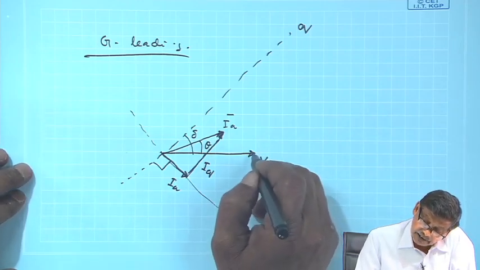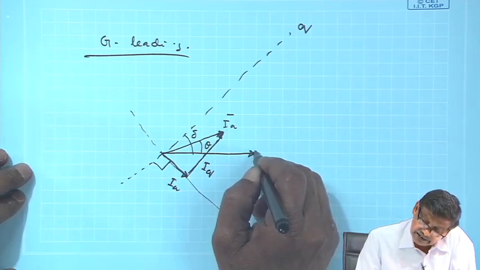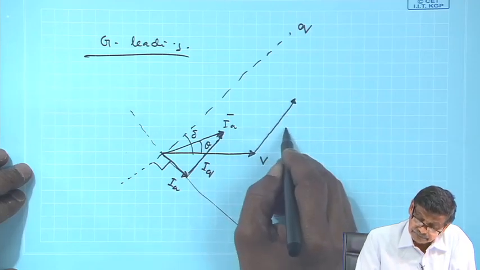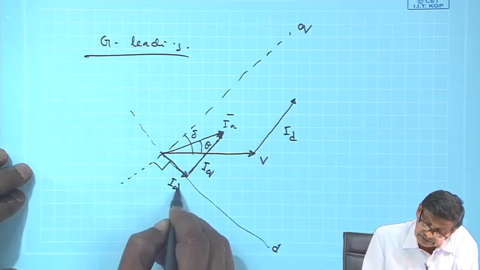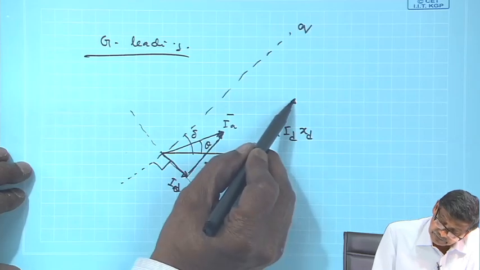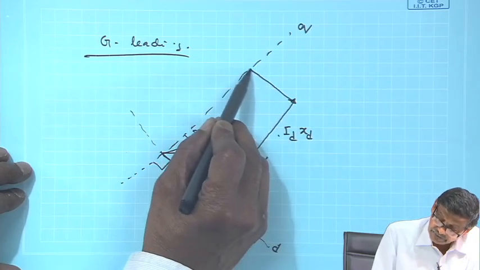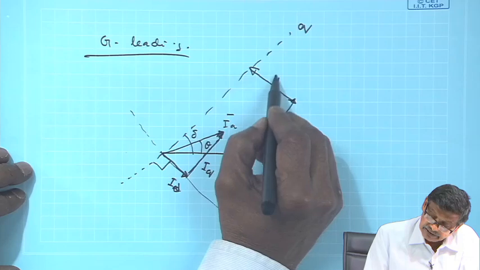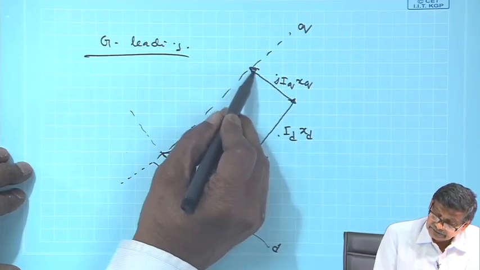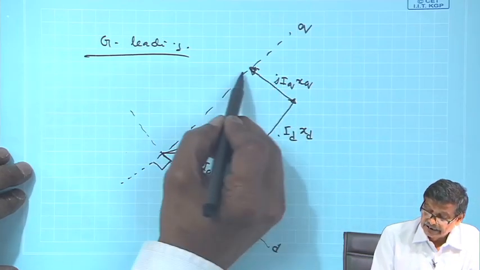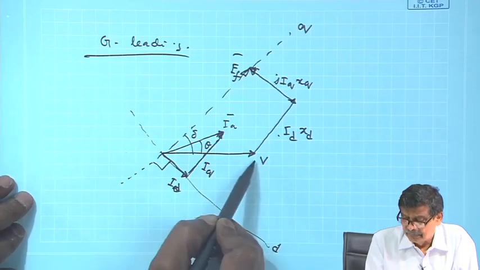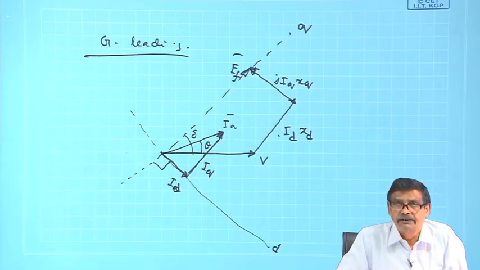So, V plus I d x q I will do, this is d I d x d, and then you add V I q x q, V j I q x q to get this value of E f. And the I R A drop I have neglected in this diagram, that can be taken into account.